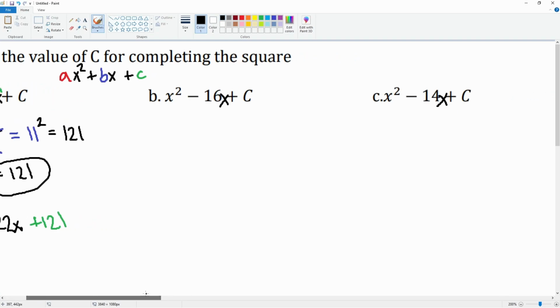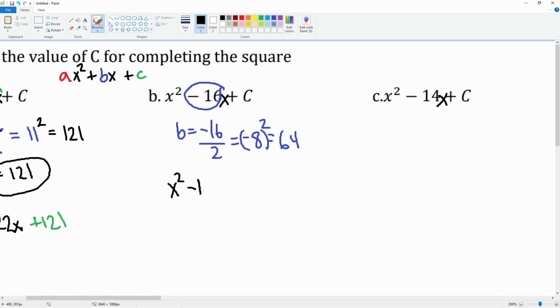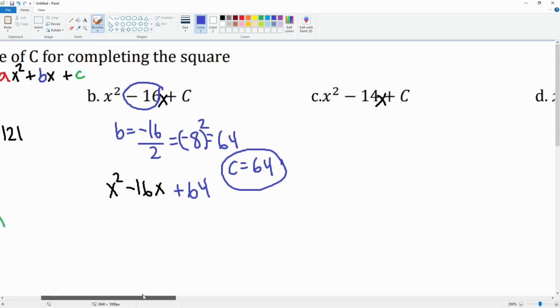All right, let's do this one. Let's find the b term first. So the b term here is negative 16. We want to divide it by 2. That becomes a negative 8. Then we square it. Negative 8 squared becomes 64. That is the constant we're adding. So x squared minus 16x, we're going to add this 64. So the constant here is 64. That's our answer because we can now factor that.